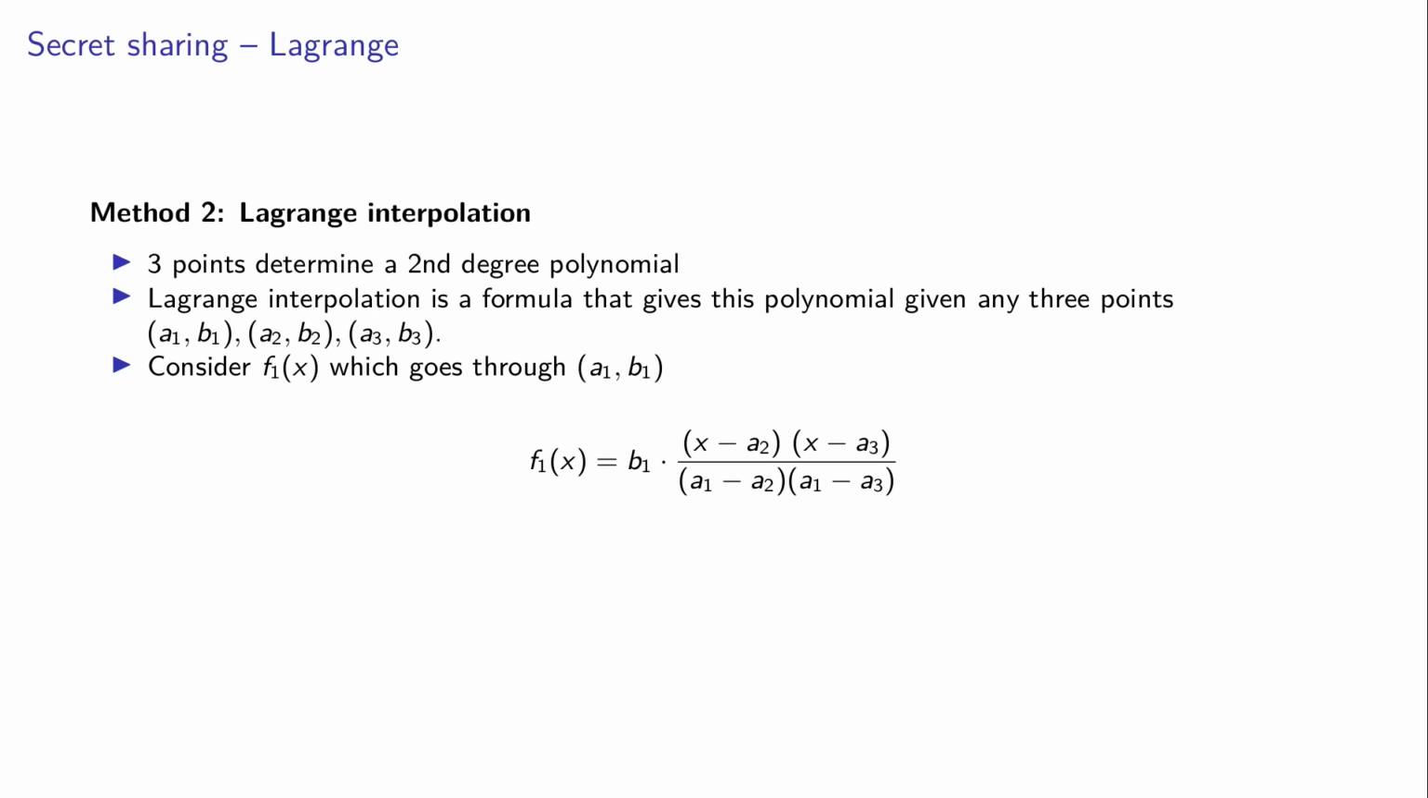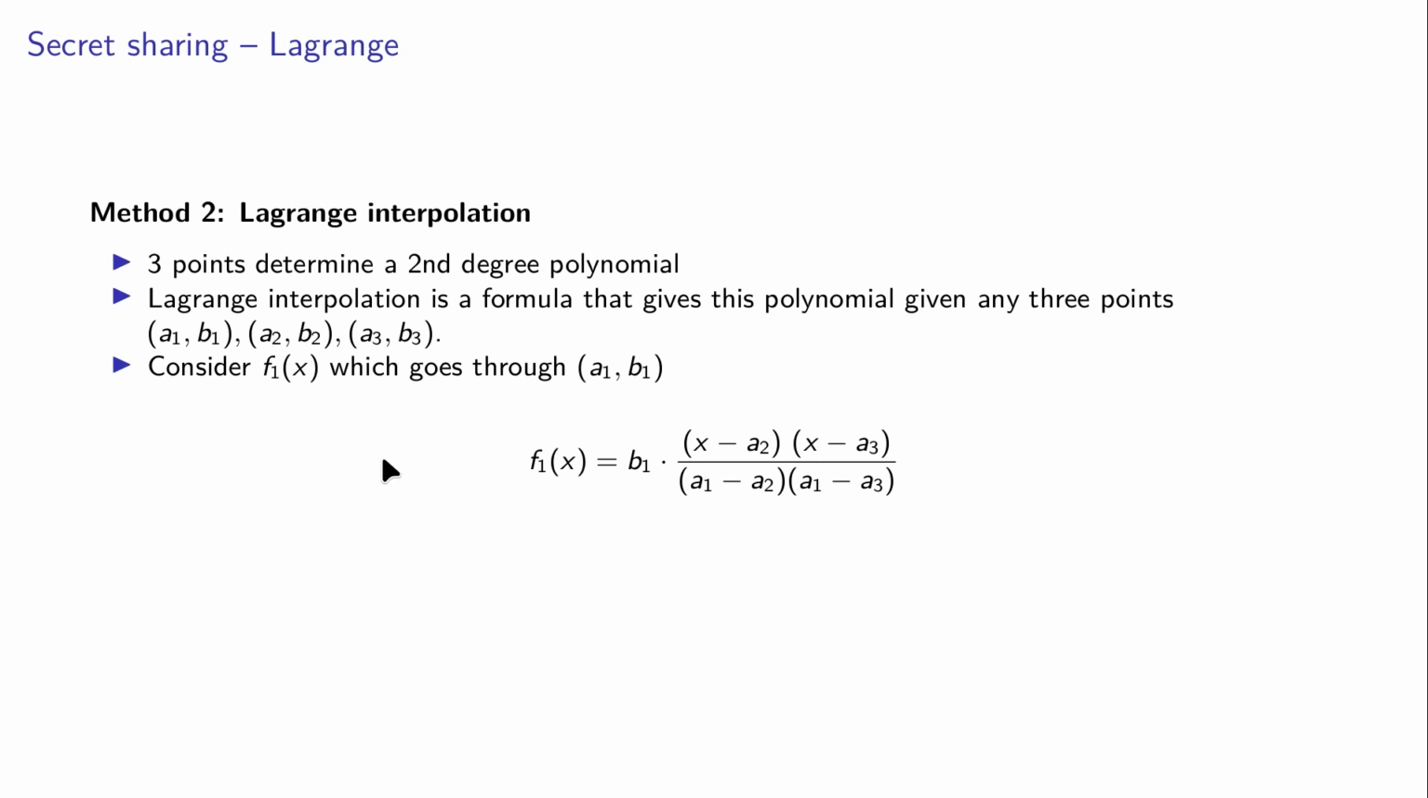So suppose we have 3 points, A1, B1, A2, B2, A3, B3. We are going to construct a polynomial which goes through these 3 points. But we're going to make this construction in 3 parts. We're going to construct a polynomial F1 which goes through A1, B1. So how do we do this?